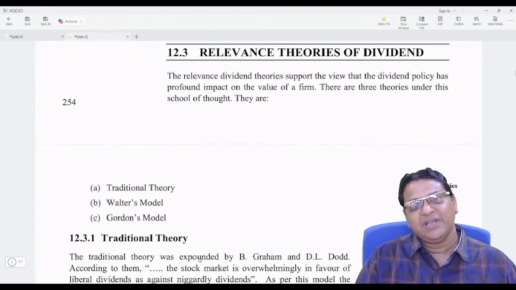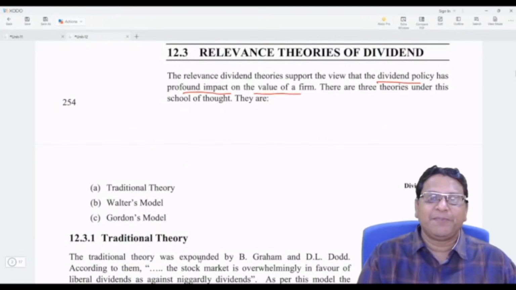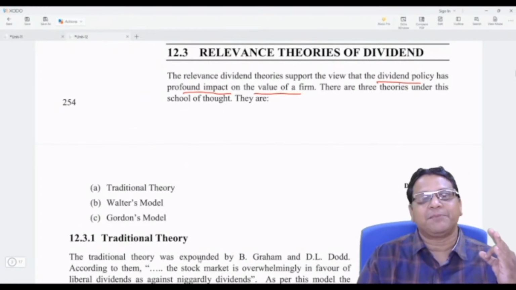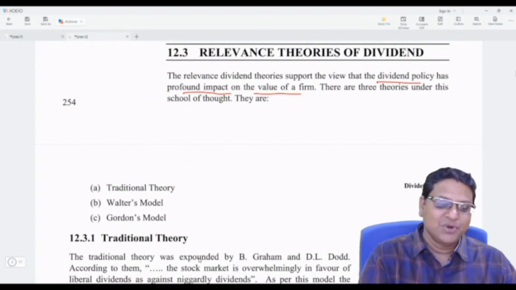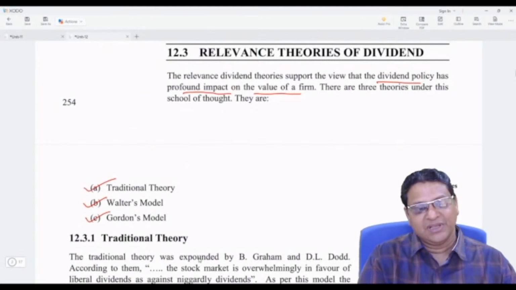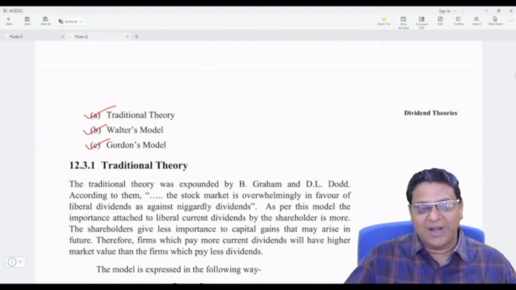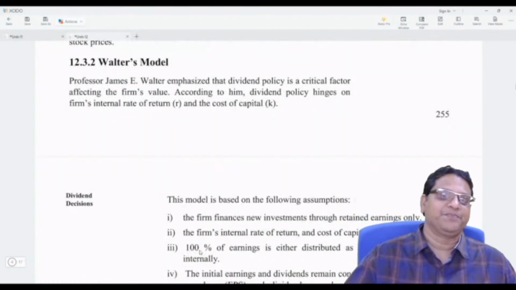What is relevance theory? The relevance theory supports the view that dividend policy has a profound impact on the value of the firm. That means relevance theory tells dividend policy affects the value of the firm. Under relevance theory, we will study three important theories: one is Walter's theory, another is Gordon's theory, another is traditional theory. What is Walter's theory, what is Gordon's theory, and what is traditional theory? We will discuss this. First, Walter's theory.